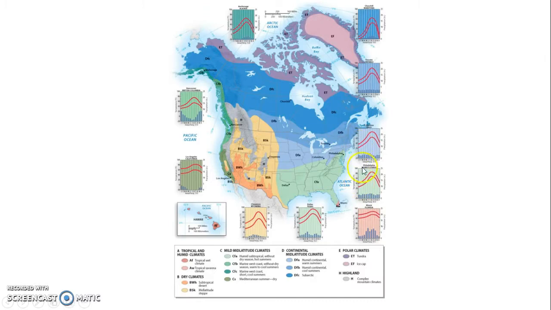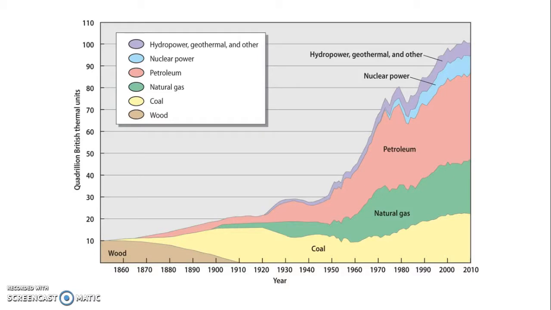Whereas as you go to places like Philadelphia or other more continental climates, the D climates, we see a pretty big range where it gets pretty cold in the winter and pretty warm in the summer. Here's the energy consumption of North America, a kind of history of it.